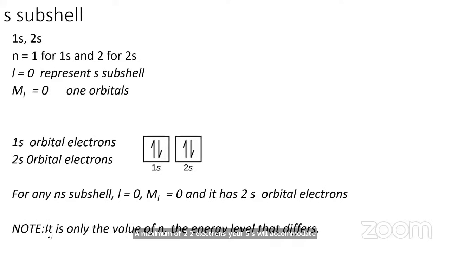Here I said note, it is only the value of n that differs. What I'm saying is this. It is only the value of n, that is the energy level, that differs. All these quantum numbers do not differ when you're using them to describe an electron for any particular n value. Even if n is equal to 2, 2p, 3p, 4p, 5p, they will have the same type of quantum number describing each of them.